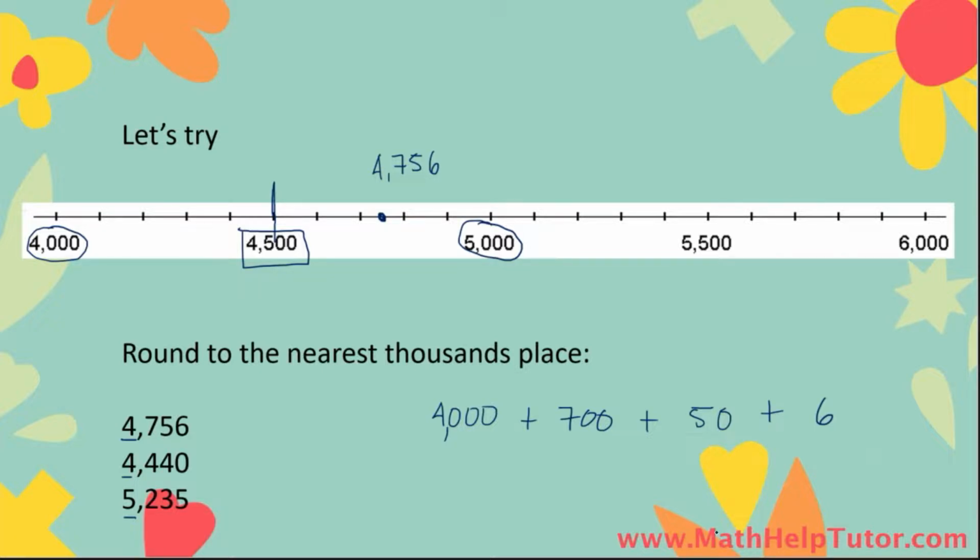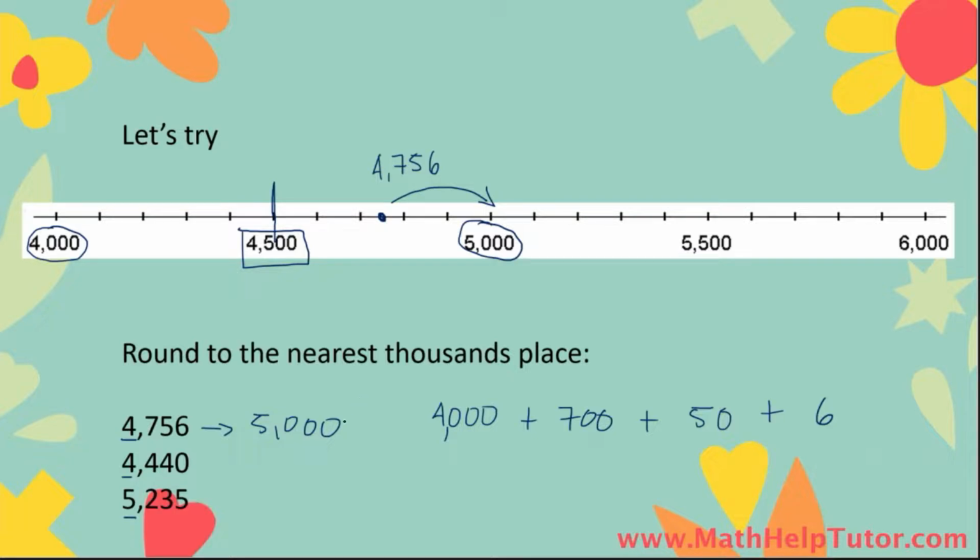We can just estimate the position of the numbers in the number line. Okay, so back to our first number. Since you can see that 4,756 comes after 4,500, or that our number is larger than 4,500, we know that this number is nearer 5,000. So the answer to rounding our number to the nearest thousands place is 5,000.